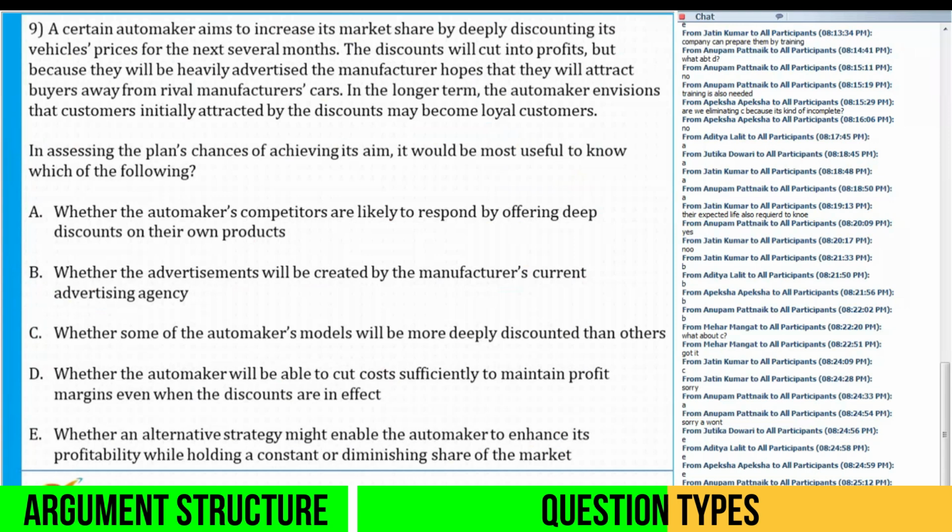A certain automaker aims to increase its market share by deeply discounting its vehicles' prices for the next several months. The discounts will cut into profits, but because they will be heavily advertised, the manufacturer hopes that they will attract buyers away from rival manufacturers' cars. In the longer term, the automaker envisions that customers initially attracted by the discounts may become loyal customers.